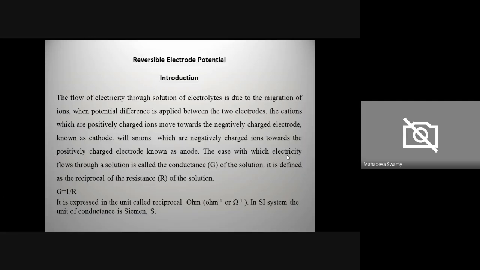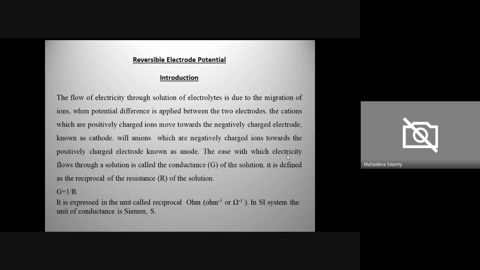Okay, so the concept one is the reversible and irreversible potential. Then the introduction. Electrochemistry is completely about basic things. Here electrodes are there, and electricity flows through the solution from one side to another side, with migration of ions. Cations migrate to the cathode and anions migrate to the anode. This is the complete information. The conductors or conductance, all these things we are going to discuss now.